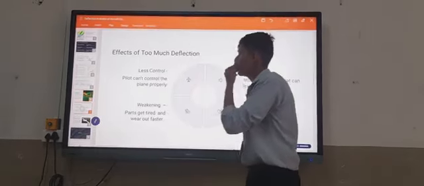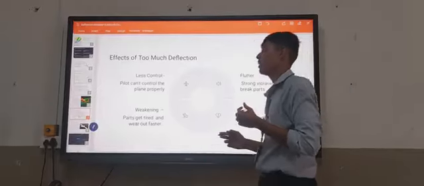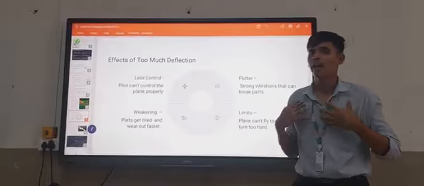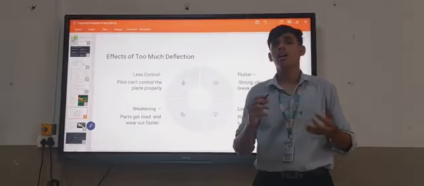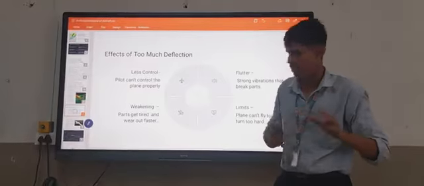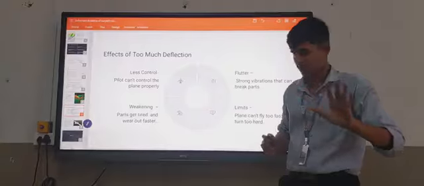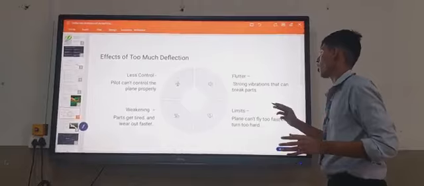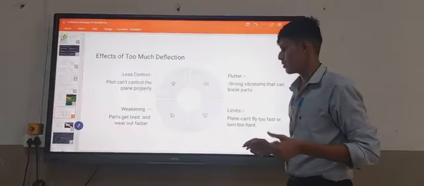Talking about the effect of too much deflection: less control. The pilot can control all of the things, but not air pressure. Air coming from outside, these things the pilot cannot control. The pilot can control the plane properly, but not these things. The flutter: strong vibration that can break the parts. This is very important.